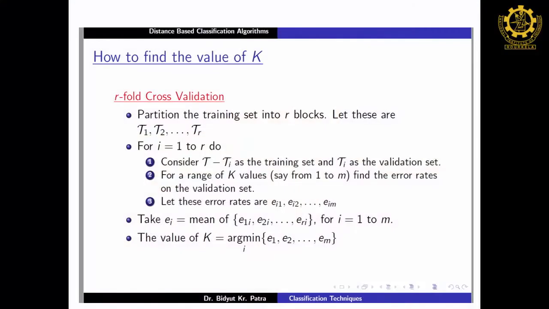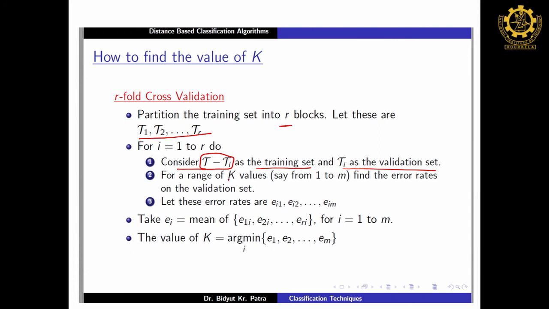So, here is the algorithm to find the value of k that I have already described. Let me follow it once more. Partition the training data set into R blocks, that is what I called folds, so R-fold cross validation. The blocks are named T1, T2 to TR, because there are R blocks. For i equal to 1 to R, for each block, you consider all the other blocks as the training data set and Ti as the validation set.